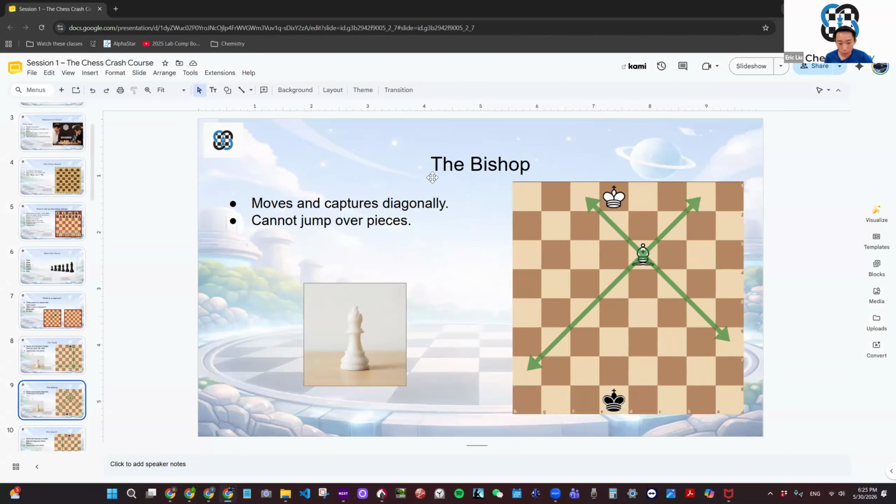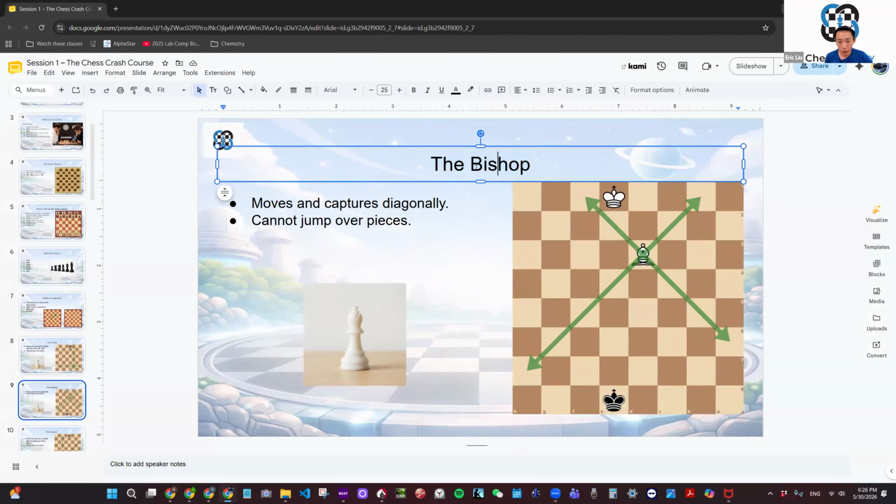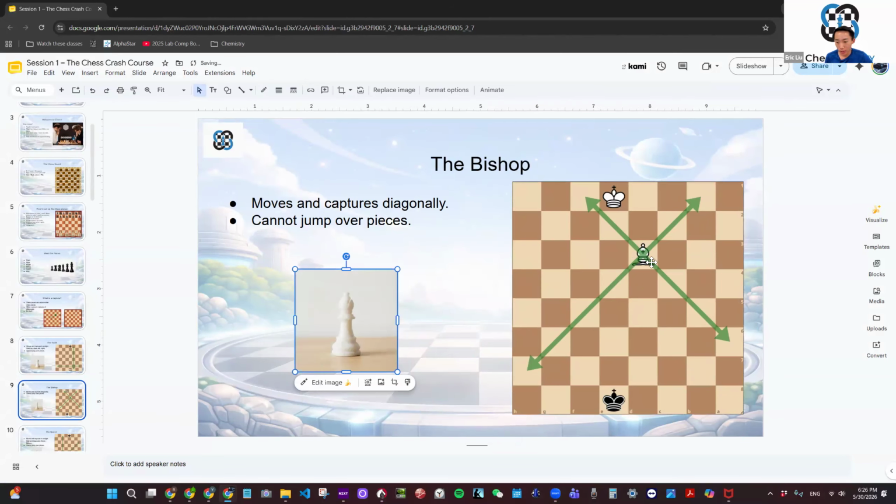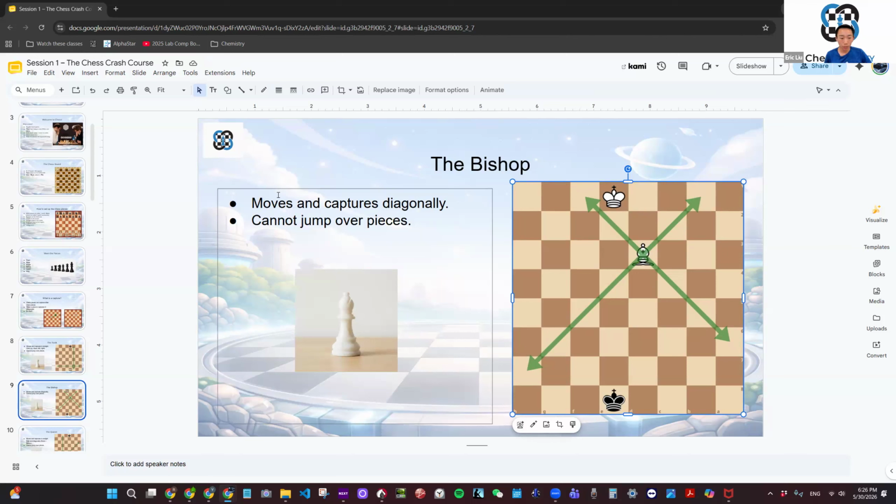The bishop. This is what the bishop looks like, and online, this is what the bishop looks like. And as you can see, the bishop moves diagonally. It moves and captures diagonally. The bishop also cannot jump over other pieces.